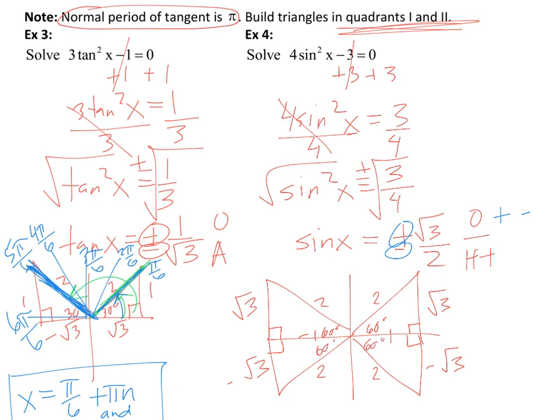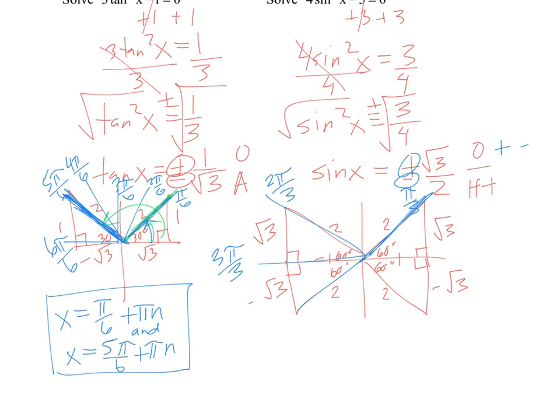And here's the movement. This is pi over 3 radians. This is going to be 2 pi over 3 radians. Then we have 3 pi over 3 radians. It's not really to scale, but you got the idea. Then I have 4 pi over 3 radians, then 5 pi over 3 radians, and then 6 pi over 3 radians.